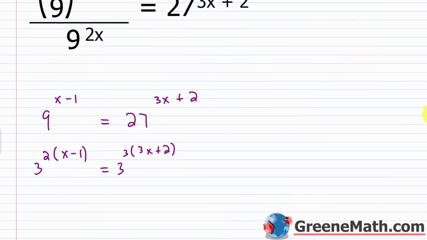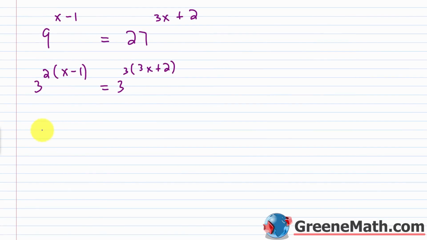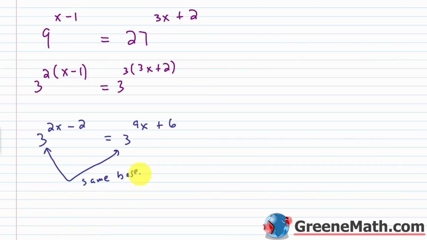All right, let's get some room going. So we would have 3 raised to the power of 2 times x, which is 2x, minus 2 times 1 is 2. This equals 3 raised to the power of 3 times 3x is 9x, and then plus 3 times 2 is 6. So I've got the same base now. So what I can do is just set the exponents equal to each other, and I can solve. So I would have 2x minus 2, right, this guy right here, is equal to 9x plus 6.